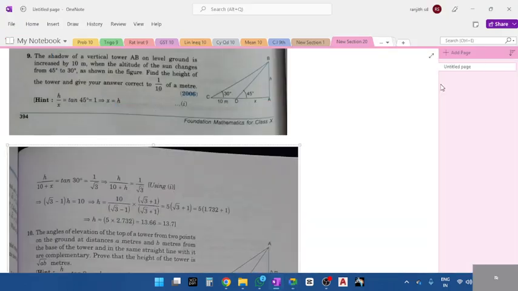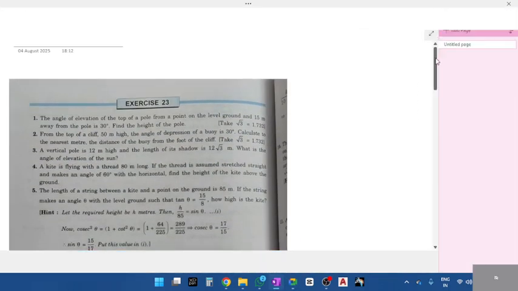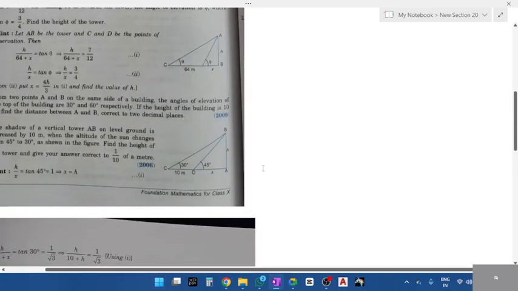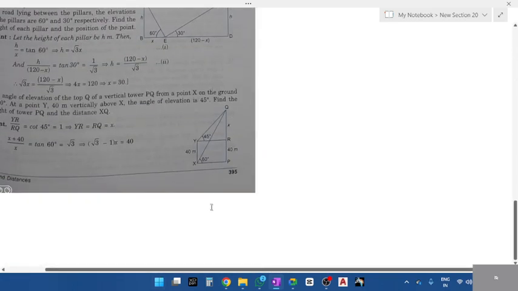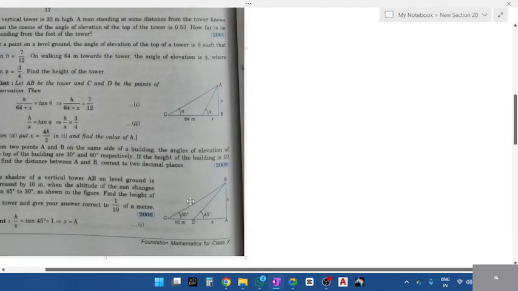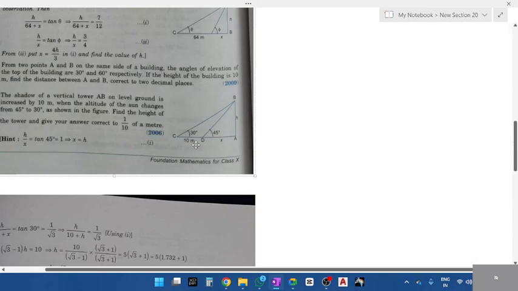Okay, we'll start this new chapter: heights and distance. For this, once again, you'll have to memorize the table. Do you all remember the table values? They'll be giving the tables.